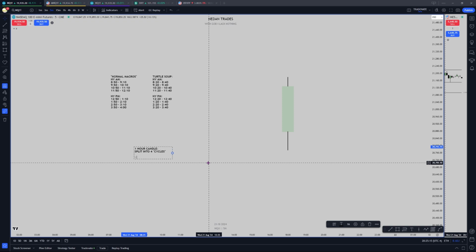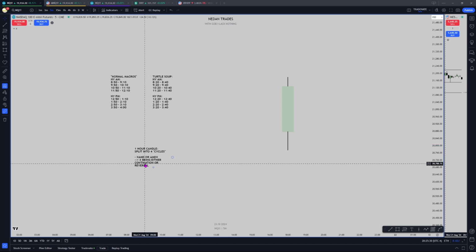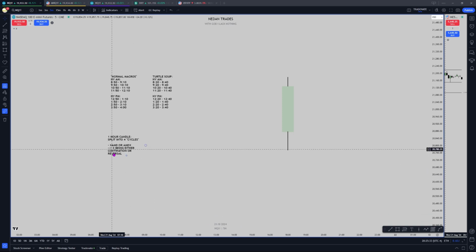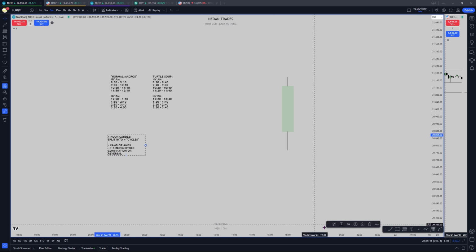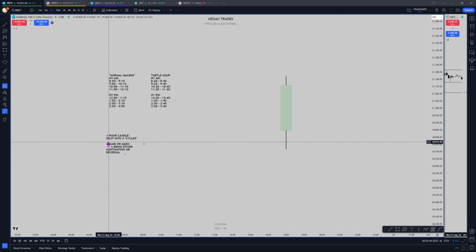So what are these cycles? It will either be XAMD or AMDX, X being either continuation or reversal. If you take the hourly candle and split it into 4, you're going to get 15-minute intervals. So it'll be either XAMD or AMDX: 15 minutes of accumulation, then manipulation, distribution, and then X, or it'll be reversal, continuation, accumulation, manipulation, distribution.